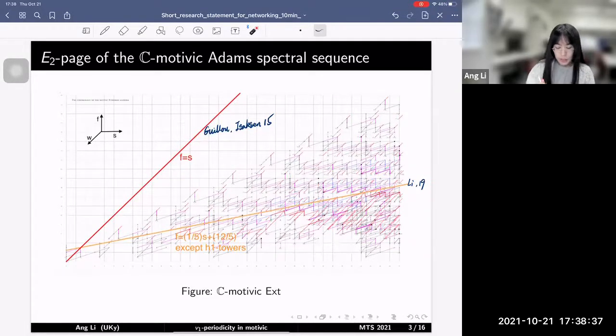And I am filling in the gap and establishing this v1-periodicity line in complex motivic. So I did lose control on those h1 towers, but that's okay because we already know all the positions of those h1 towers.